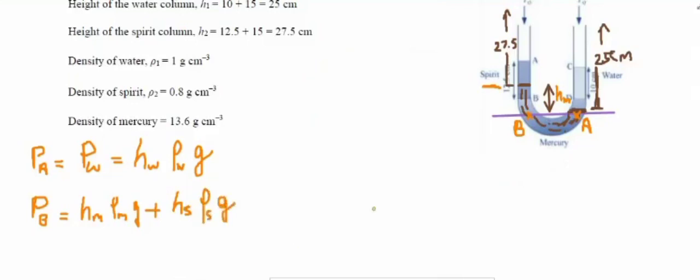So at B, pressure of spirit plus pressure of mercury. Now at A and B pressures are equal, so we can have PA is equal to PB. Equate the quantities and find the value of Hm, the height difference of mercury.